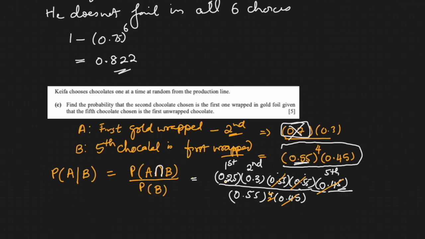So our answer will be this: 0.2 times 0.3, 0.075 divided by 0.55 square, which will be 0.3025. Okay, let's see what do we get. What I am getting is 0.247933, so I can write 0.248, 3 significant figures.